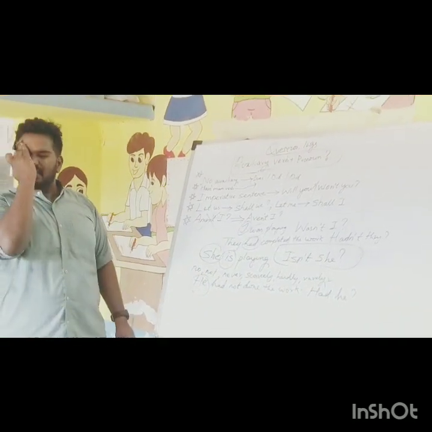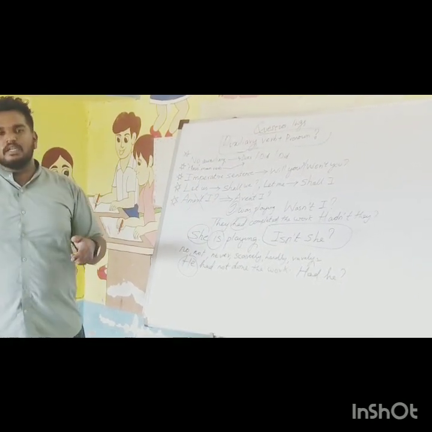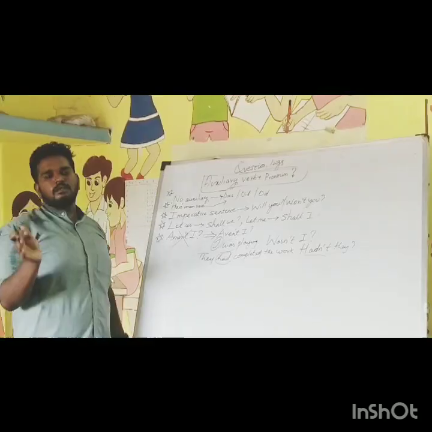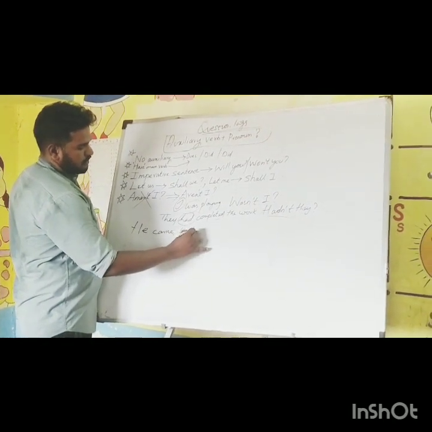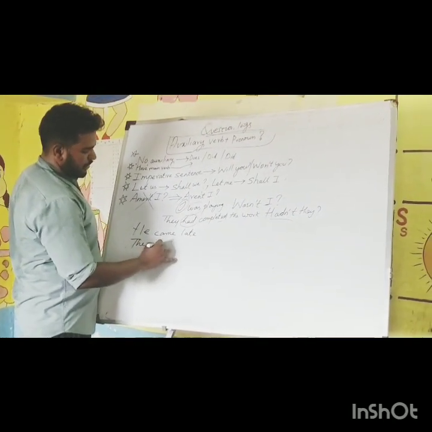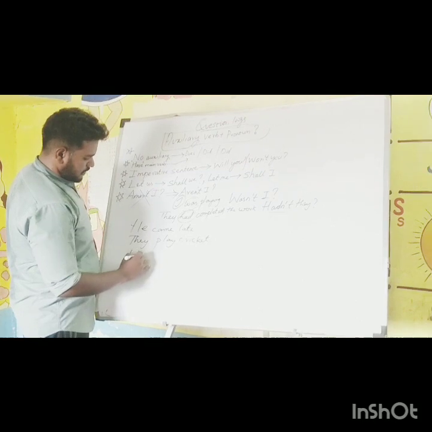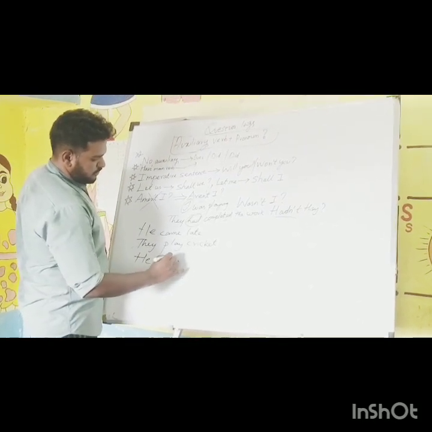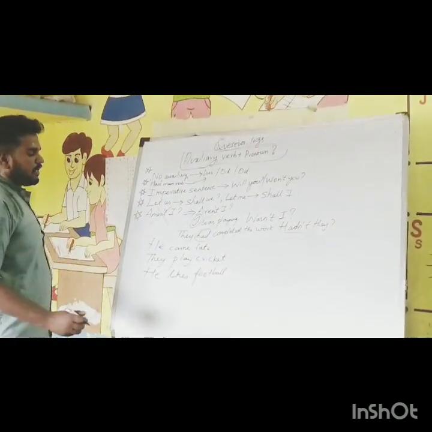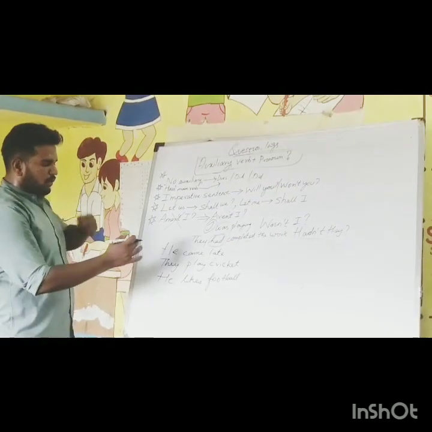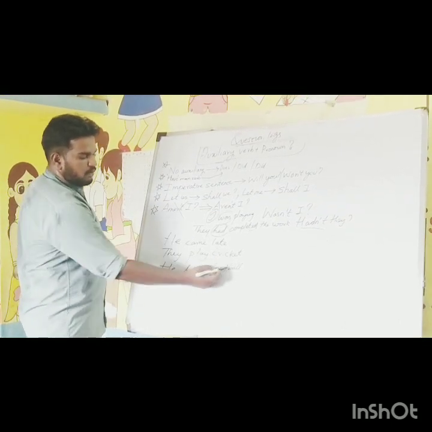Now we have some exceptional cases. Commonly when it is asked, you can deal with it like this, but when it is an exceptional case, you have to be very careful. The first case is no auxiliary verb. For example, he came late. They play cricket. He likes football. In these cases, you can see that there is no auxiliary coming. He came late, only main verb. They play cricket, no auxiliary, only main verb. He likes football, no auxiliary, only main verb.